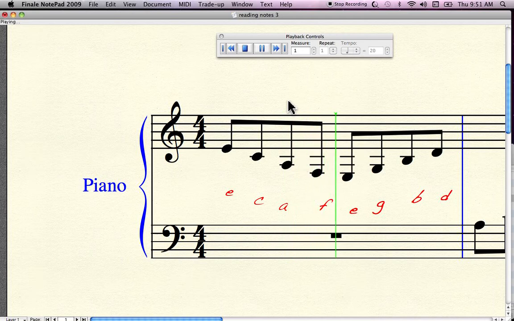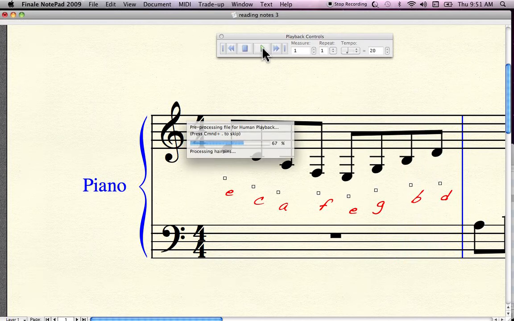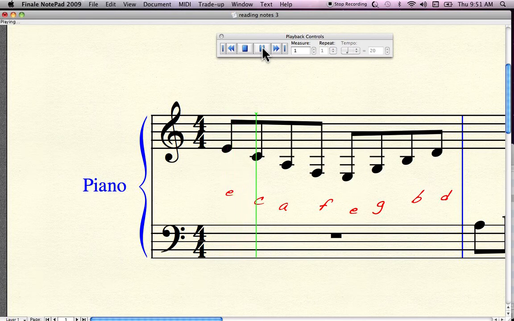F, E, G, B, D. Again. E, C, A, F, E, G, B, D.